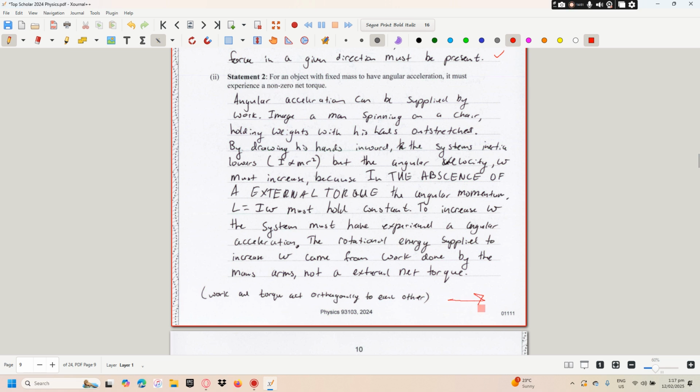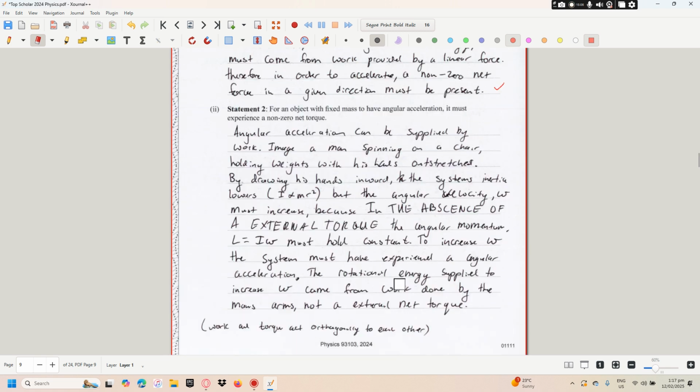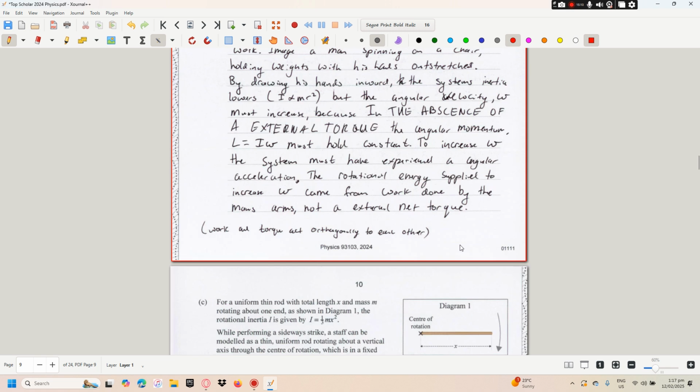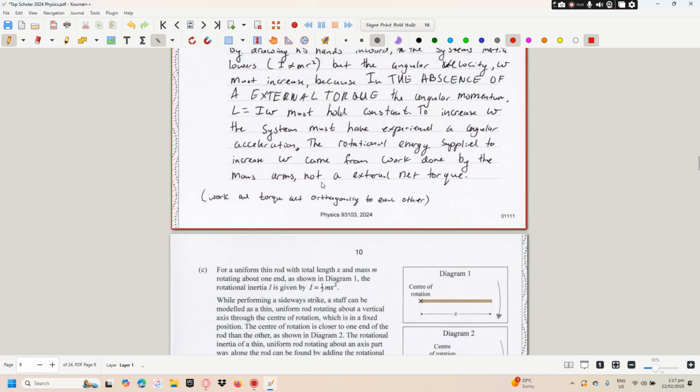And then as a side note, work and torque act orthogonally to each other. So work and torque act at right angles for an object. So torque causes an object to rotate, work causes an object to move along a line. This is very important to understand, that rotational inertia of a system can be changed using internal torques, not external.